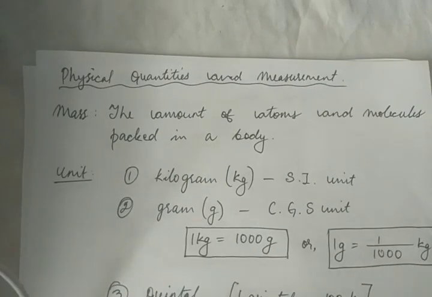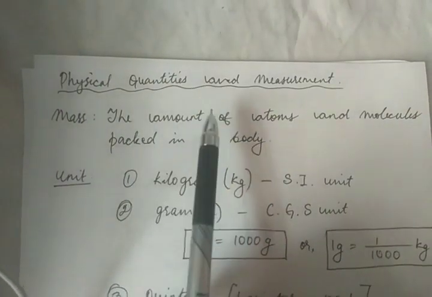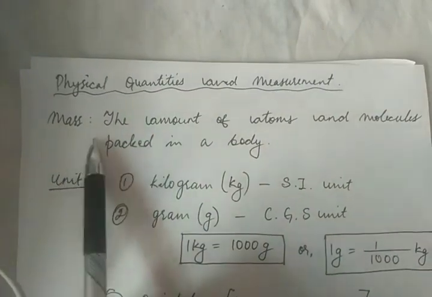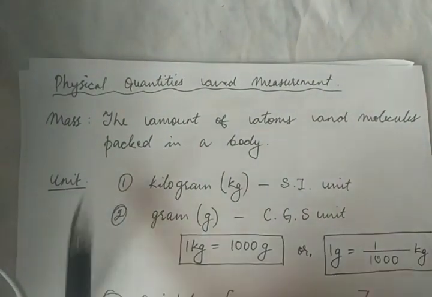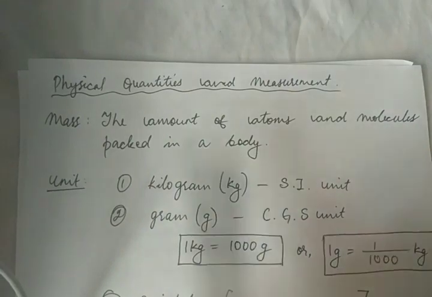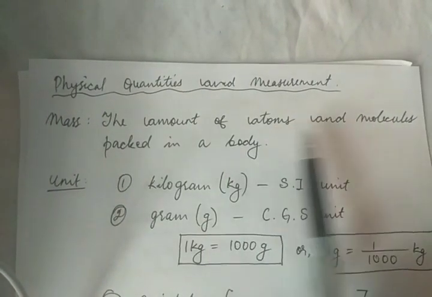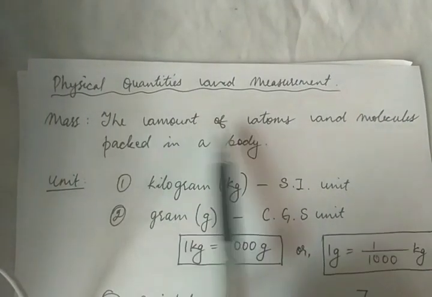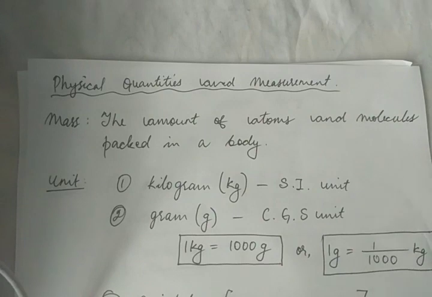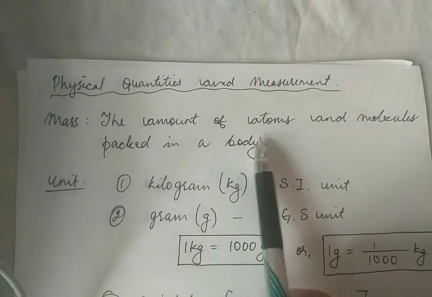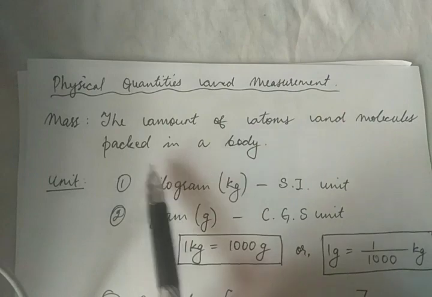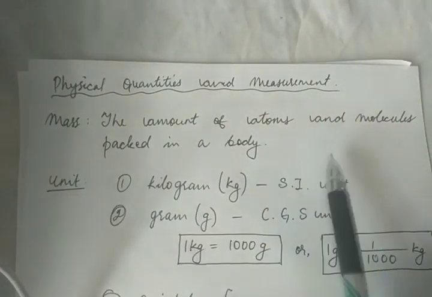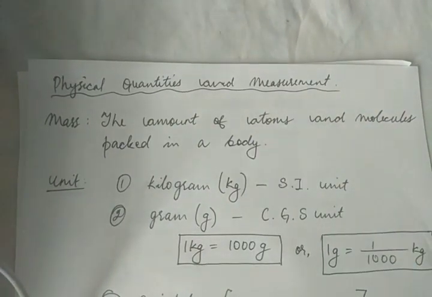So the physical quantity that we are going to discuss today is mass. Now we spoke about mass in the first chapter also, while we were in the school itself. But still, a recap for you all. Mass is the amount of atoms and molecules packed in a body, remember. Now in your book you might see mass is the amount of matter present in a body. Amount of matter means amount of atoms and molecules packed in a body. The more the atoms and molecules packed in a body, the more the mass. The lesser the atoms and molecules packed in a body, the lesser the mass.